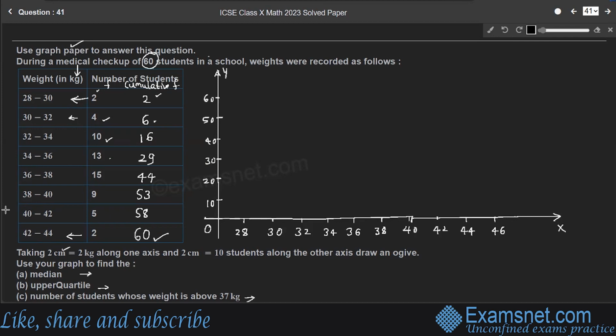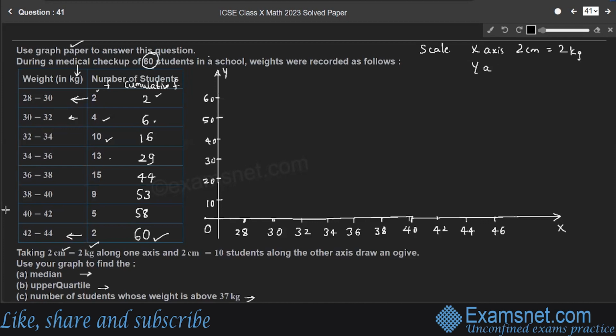Now let us represent these data. Right? So here along the x-axis we are taking the scale, 2 centimeter is equal to 2 kg. Here we have started from 28 kg. So next is 30, 32, up to 46 we have taken. So along the x-axis, 2 centimeter is equal to 2 kgs.